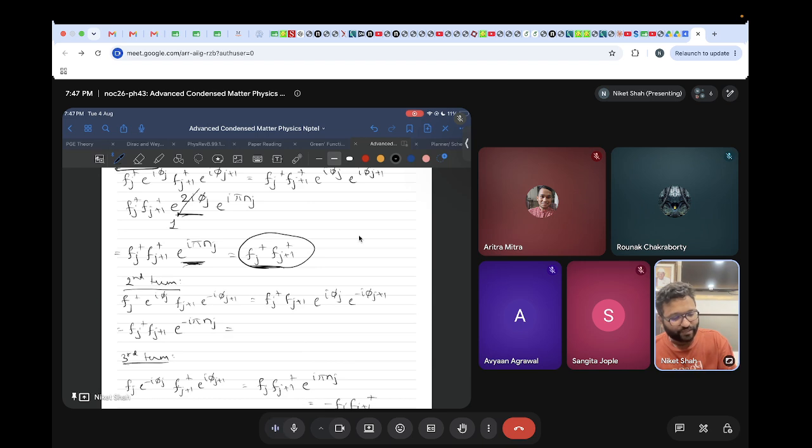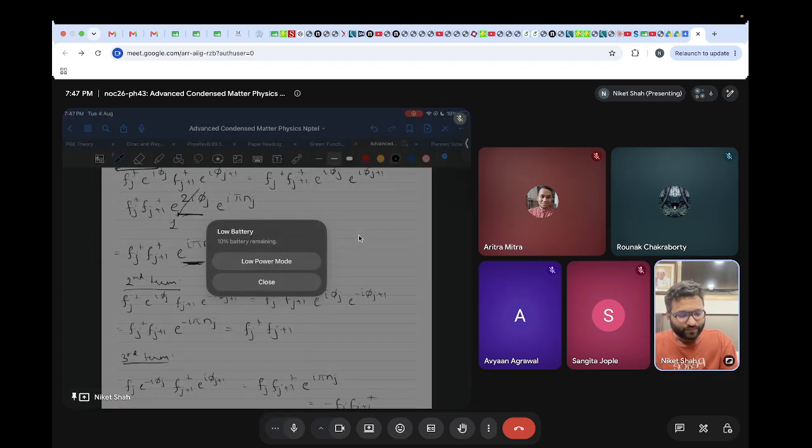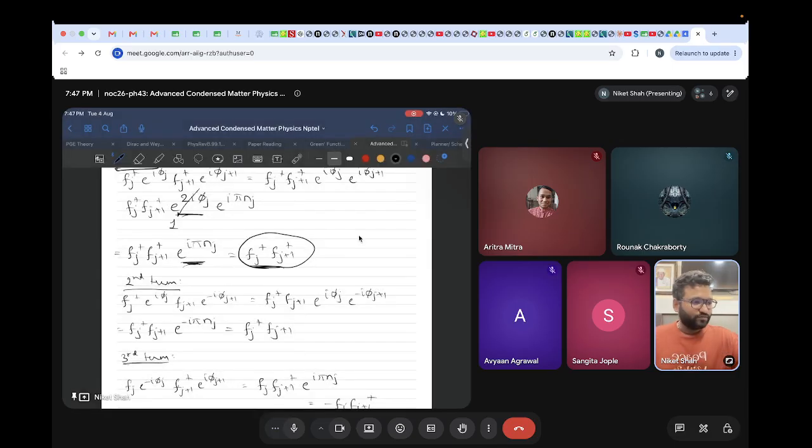What does the second term become? In a very similar manner, the second term also becomes fj dagger, fj plus 1. You can check this. When nj equal to 0, only then this term is non-zero. Oh, I need to attach. Only then this term is non-zero. When nj equal to 1, this term becomes 0. So I don't need to bother with that. So yeah, that's my second term.